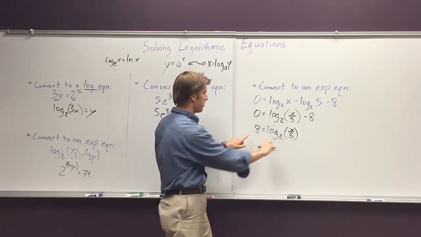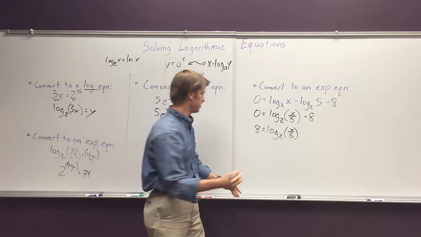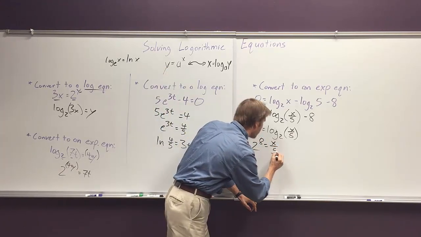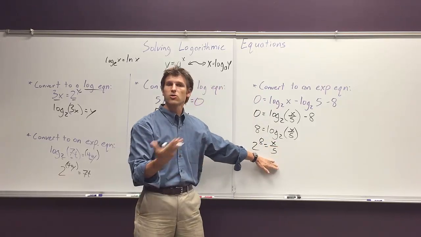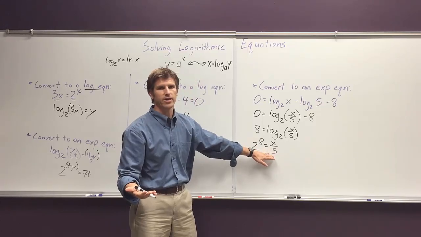Now I have the three fundamental pieces, base, input, output. I'll convert it to an exponential equation. 2 to the 8 equals x over 5. Again, I've solved this problem, but you can see how this would be really useful down the road to solve for x.